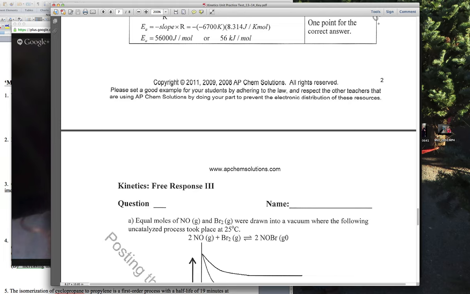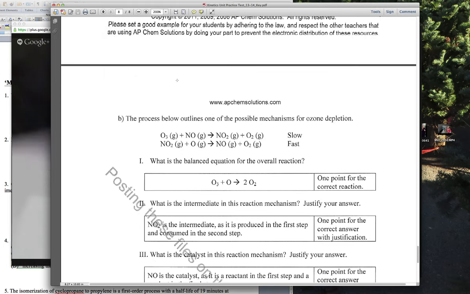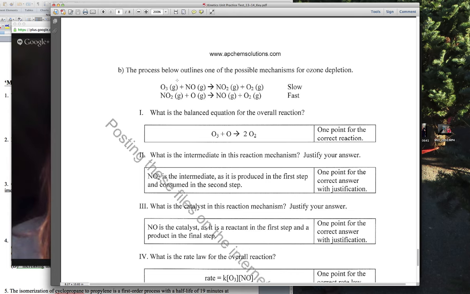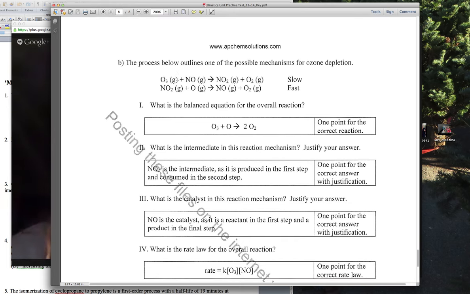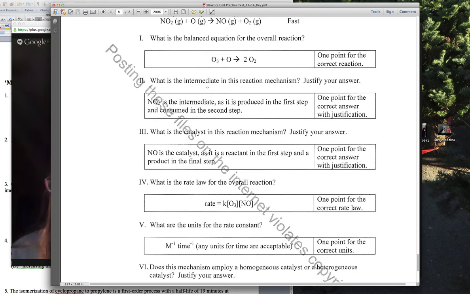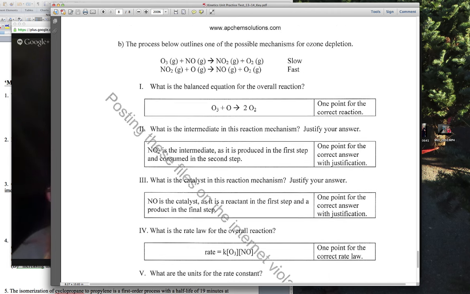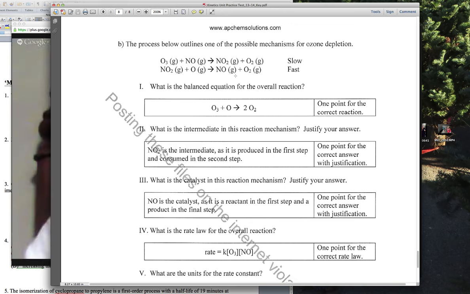On letter B of kinetics free response, Roman numeral 3, with the mechanisms, being able to identify if the mechanism works, what it means if it's the slow step, being able to identify an overall rate law, and being able to identify if a catalyst and an intermediate is present. Okay, so that's a part of that.